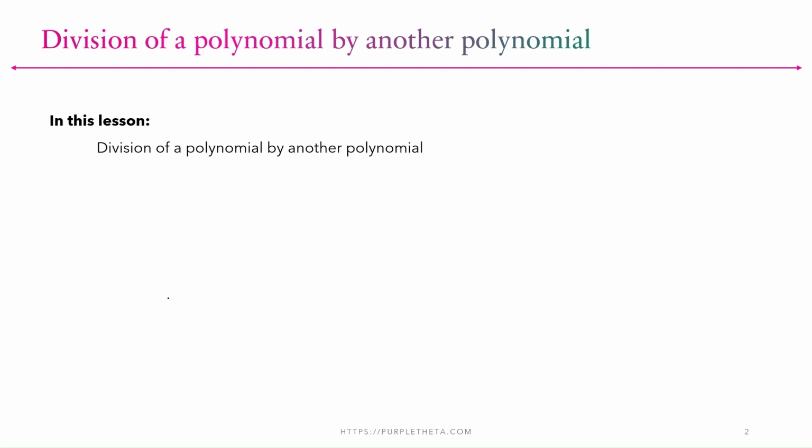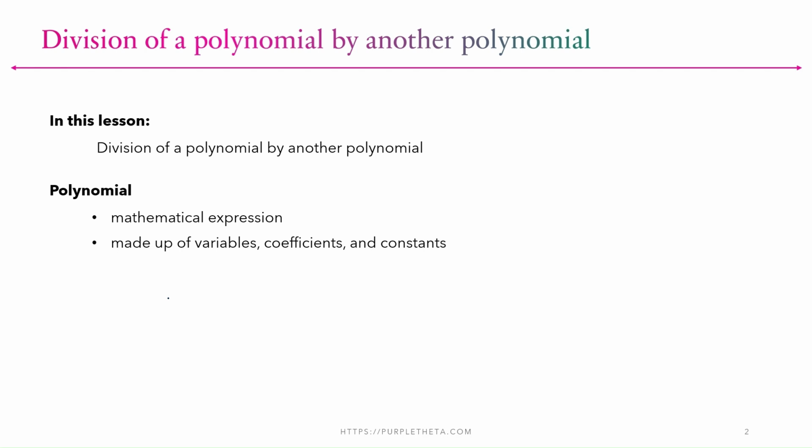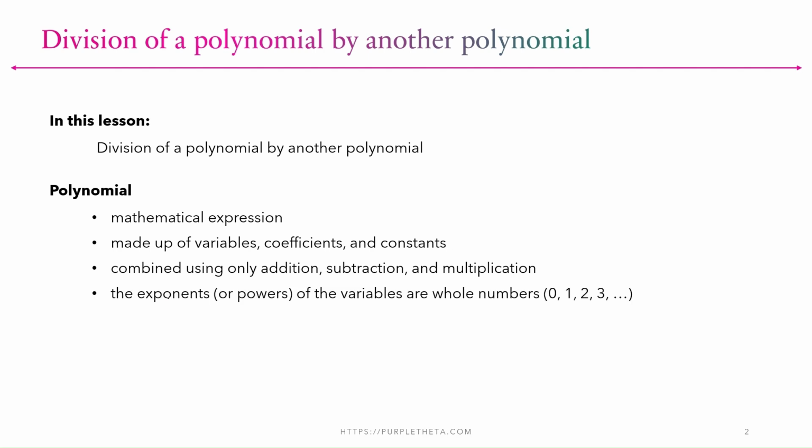So, let us begin. In the previous video, I explained what a polynomial is, but let us quickly revise it. A polynomial is a mathematical expression made up of variables, coefficients, and constants combined using addition, subtraction, and multiplication. Also, the exponents or powers of the variables are whole numbers, that is 0, 1, 2, 3, and so on.